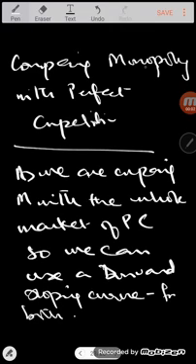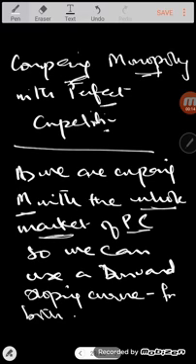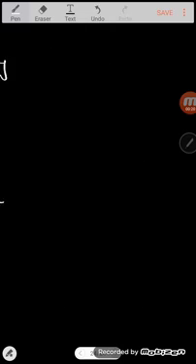I will be covering the topic comparing monopoly with perfect competition. Now we all know that as we are comparing this monopoly with the whole market of perfect competition, so we can use a downward sloping curve for both the market structures.